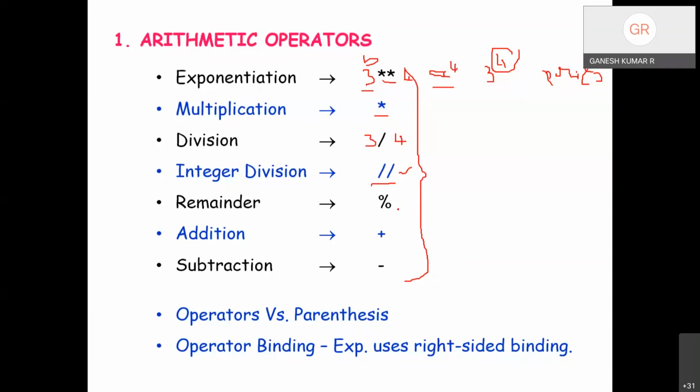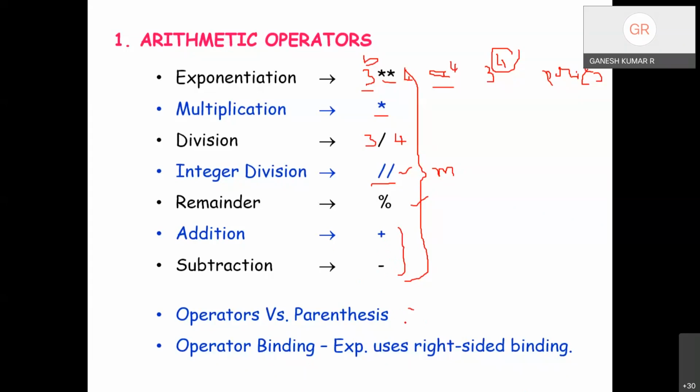We have remainder. The next operator is a peculiar one, which returns the remainder value. It is also sometimes called modulo in some programming languages. A percentage operator is otherwise called modulo. And we have the conventional, basic arithmetic operations, plus and minus, to perform addition and subtraction. Operators and parentheses, operators and priorities. That will matter when we have an expression.